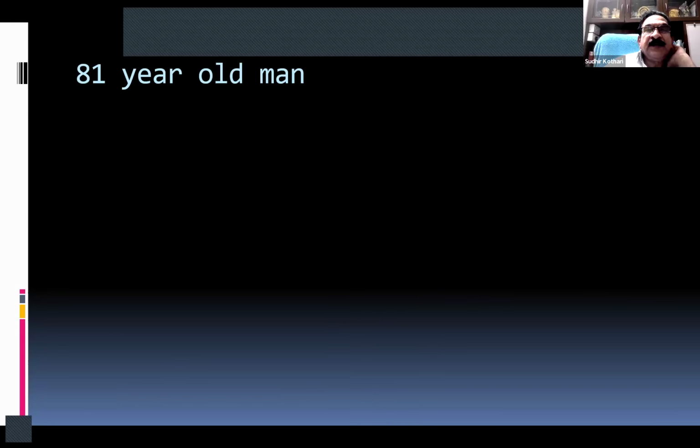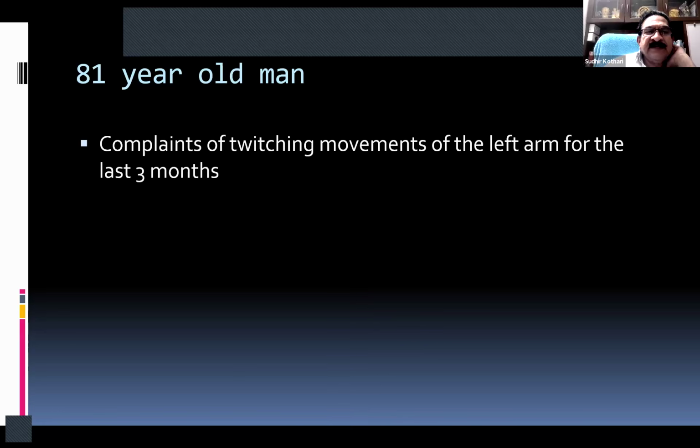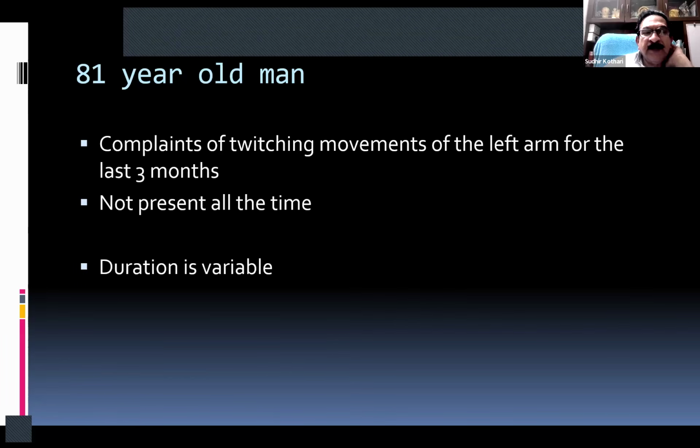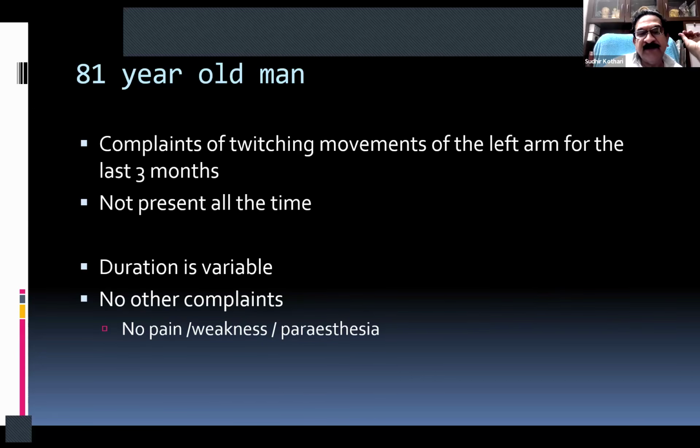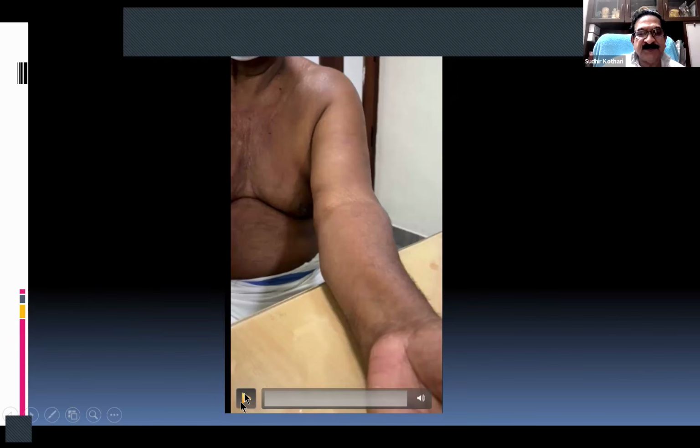It's a story of an 81-year-old man. His complaint is twitching movements of the left arm for the last 3 months. That's the only complaint. It is not present all the time. Duration is variable. No other complaints. No pain, weakness, or paresthesia. This is the twitching movement of the hand.